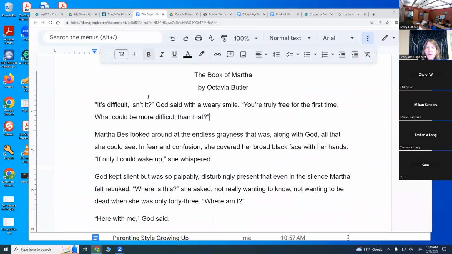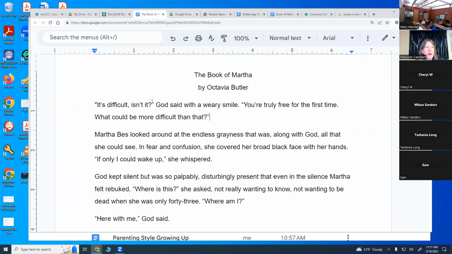So let's get back to our story. What we're going to do is I want one person to read God, and I want one person to read Martha, and I'll start reading the narrator, which is all the other stuff that's talking about what's happening in the moment in the story, right? So I need 2 volunteers. And eventually I'll ask someone else to read the narrator.